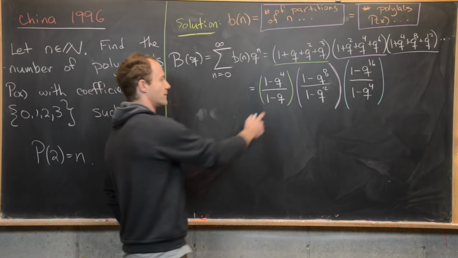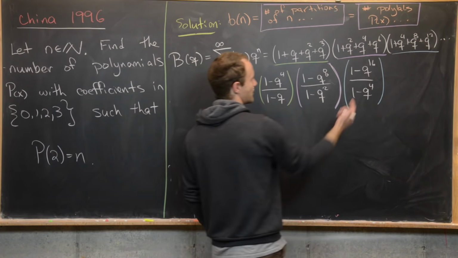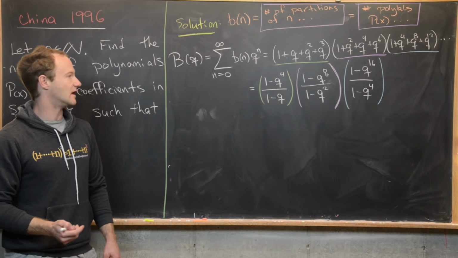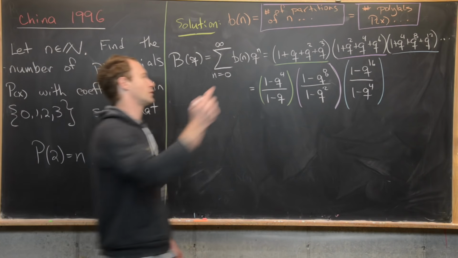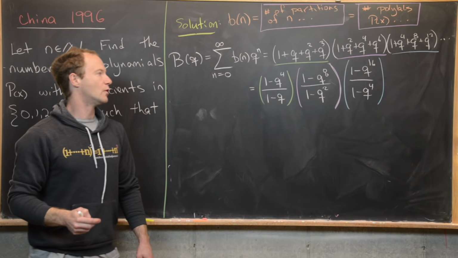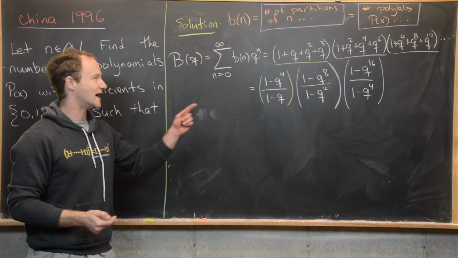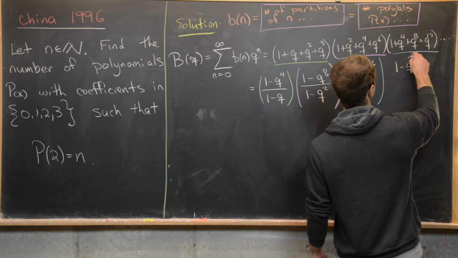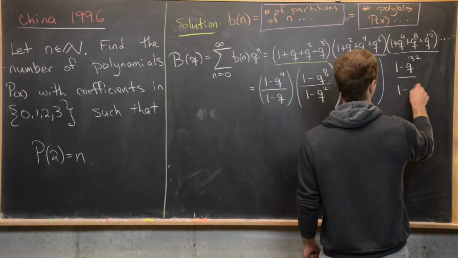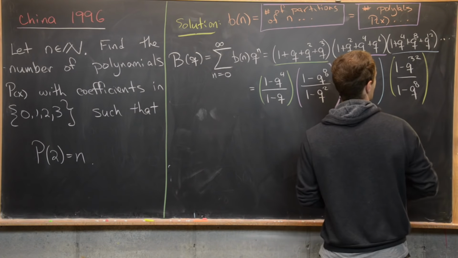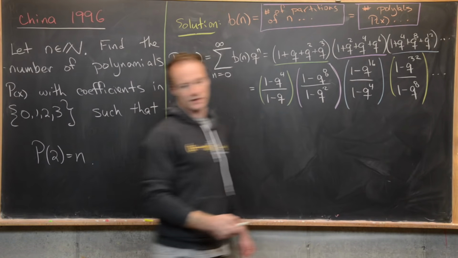Notice we've got 1 minus q squared, 1 minus q to the 4th, so we've got powers of 2 happening in the denominator. And then we have 1 minus q to the 4th, 1 minus q to the 8th, 1 minus q to the 16th. We also have powers of 2 rising in the numerator. So maybe I'll write the next one down. That's going to be 1 minus q to the 32nd over 1 minus q to the 8. Good.